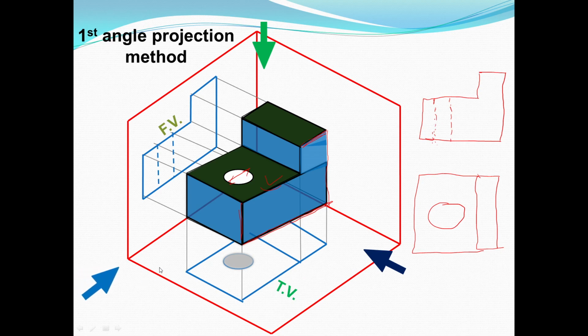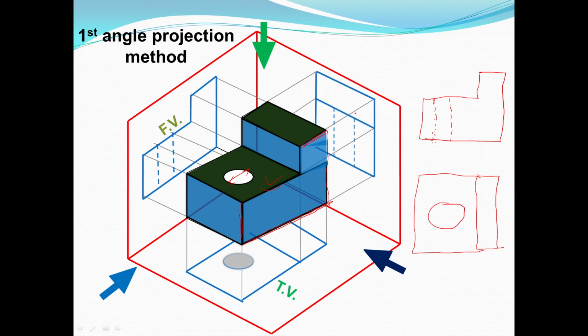Side view, which side view? Left hand side view. Okay, so these are the projection lines for each and every edge or end point. After joining we get this type of side view. So this surface is visible and this surface is visible.